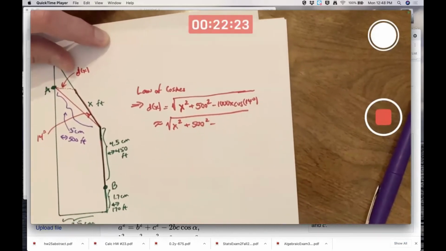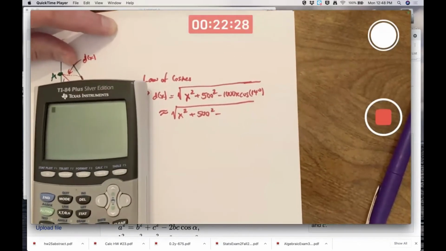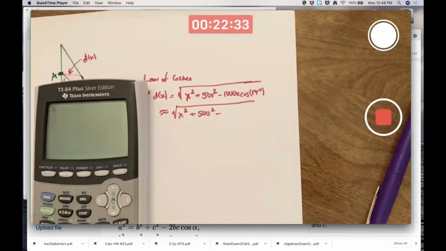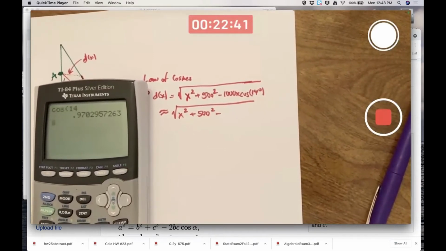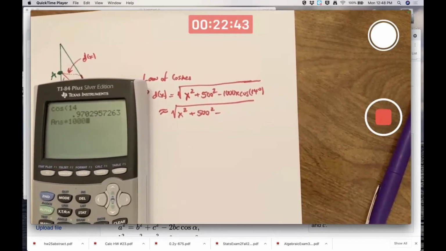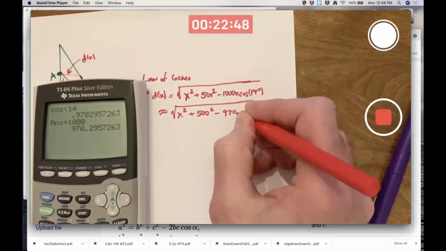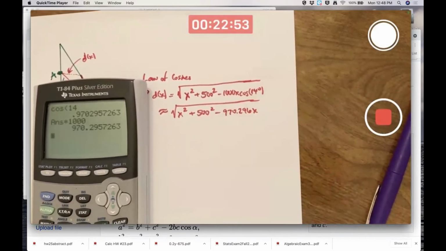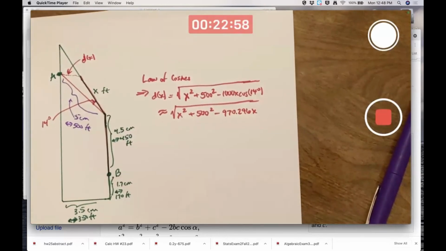Minus, I've got to use my calculator. Here's one time in this class where we're using degrees. So make sure you don't forget that. Cosine of 14 degrees should be close to 1 because cosine of 0 degrees is 1. Yeah, pretty close to 1 times 1000. Got about 970.296, say, times x. All right, that's d of x.